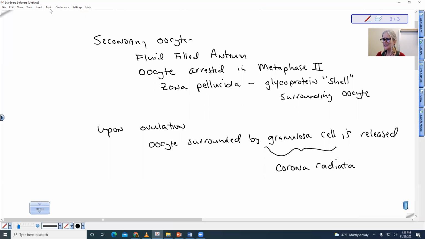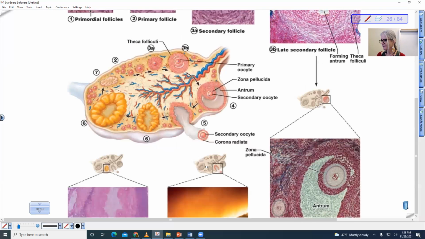Let's go back to that picture of our ovary. They show the zona pellucida. This is that glycoprotein-like structure that's going to form a barrier. And then we have this layer of granulosa cells, and those are also going to be a barrier to fertilization. I guess it's cut off, but in your book, you can look at this.